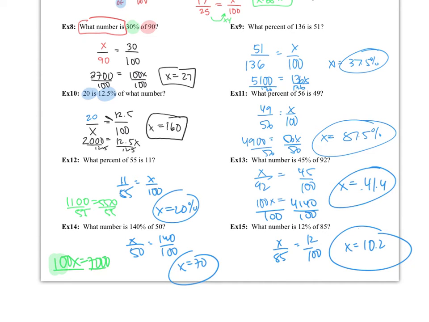And so when I divide both sides by 100, I get 70. And the last one, I've got what number is, so I don't know my is, over 85 equals 12% over 100, which is 12 out of 100. Cross multiply, and then to isolate x, I divide by 100, and I get 10.2.